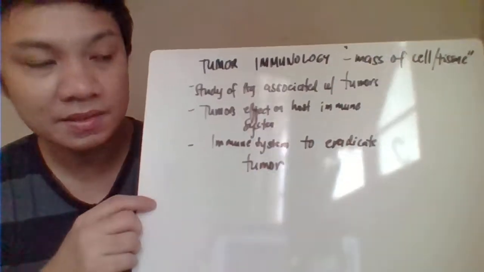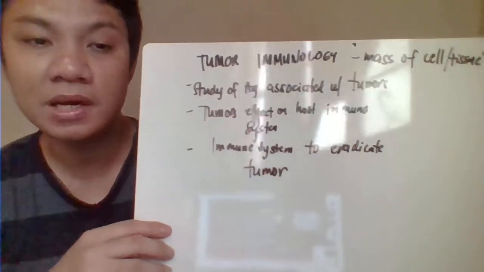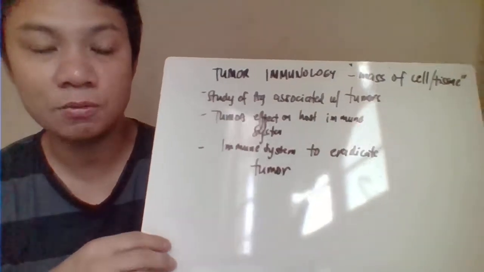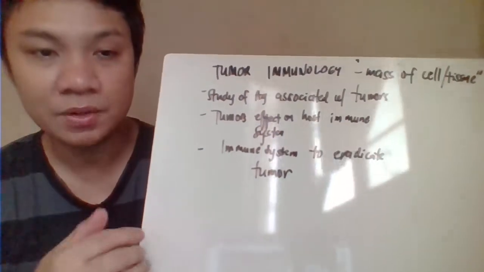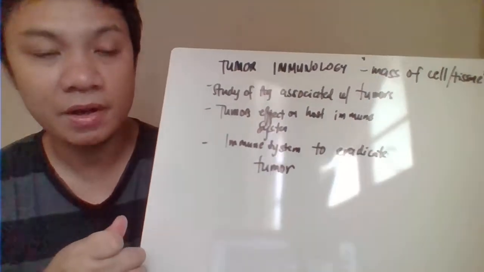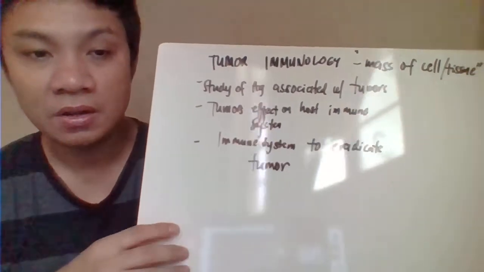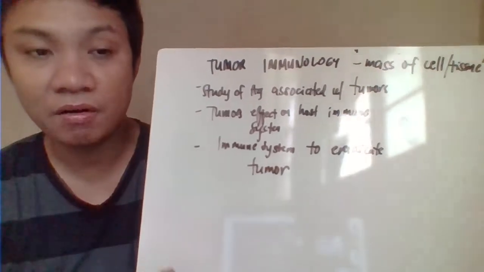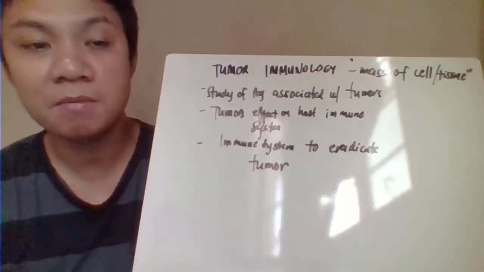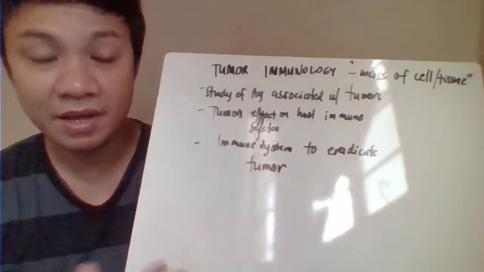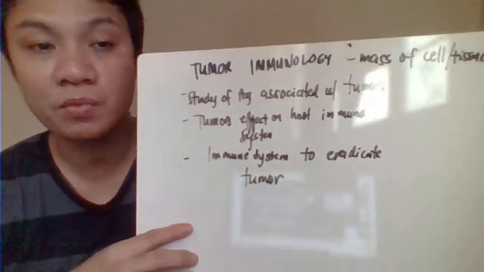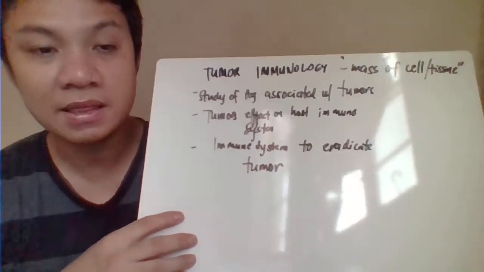Okay, so this topic will be discussing the different tumor antigens associated with each of your tumors that will help us then to identify the tumor. So we'll be discussing the tumor markers. We're going to discuss as well the effect of the cancer or the tumor on the immune system of the host or the infected patient. And we'll be discussing as well how the immune system works in order to eliminate the tumor in our body.